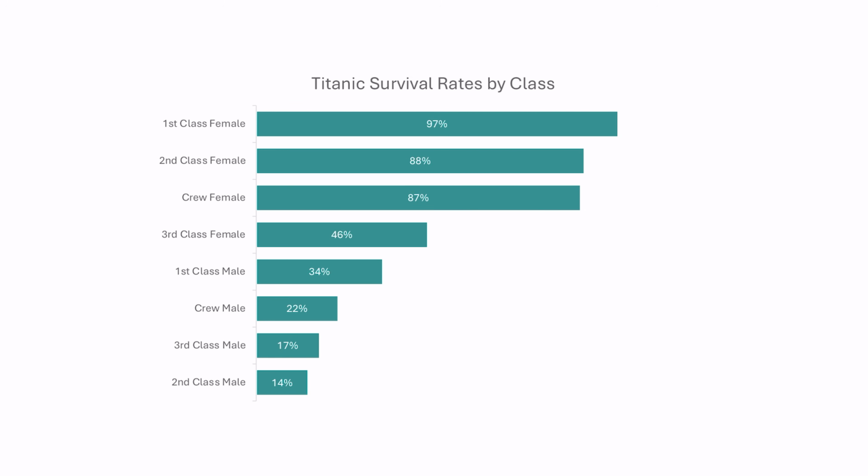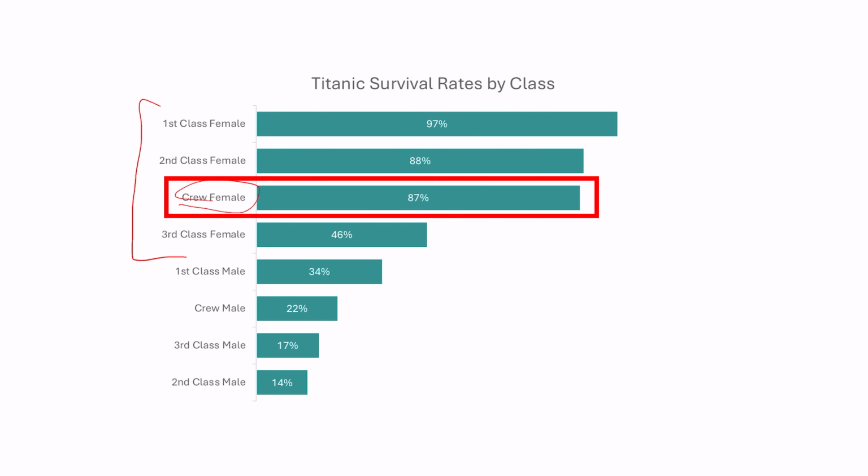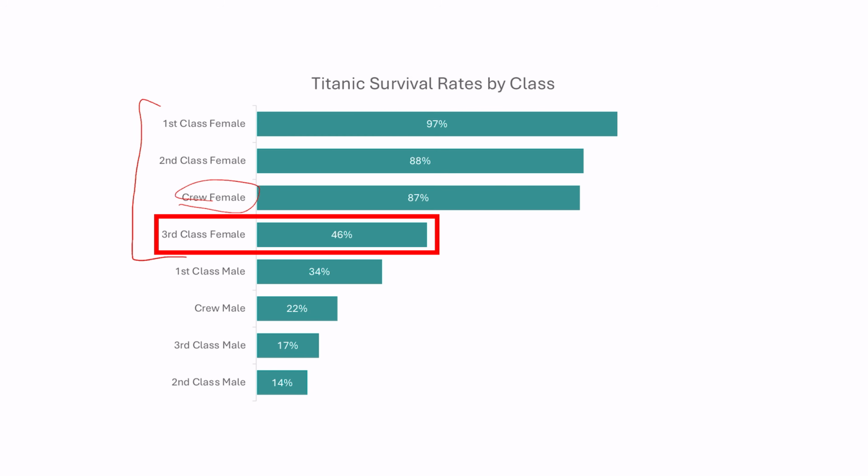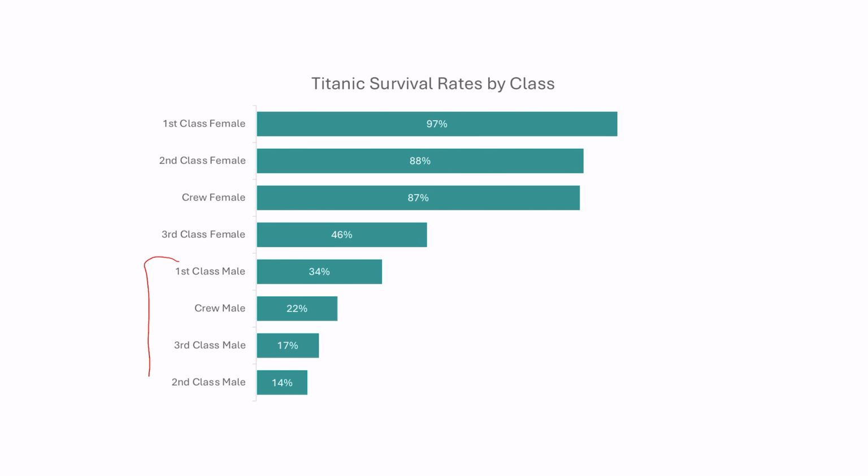If we take just the females, crew members did better than third-class females. Likewise, if we take just the males, crews actually did better than both third class and second class. So you might be wondering, how's that possible?